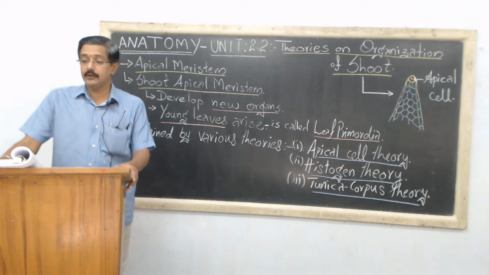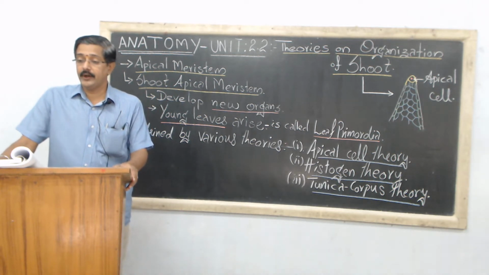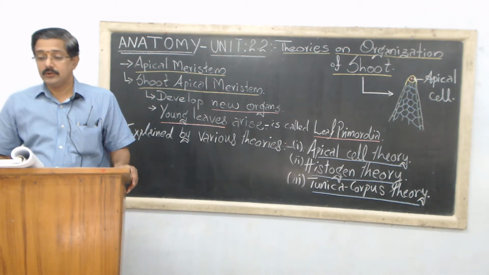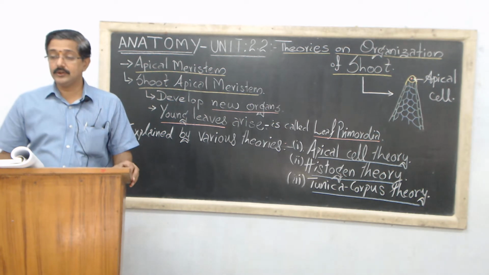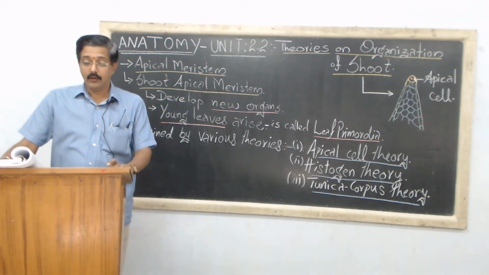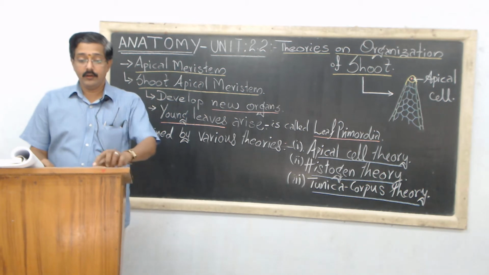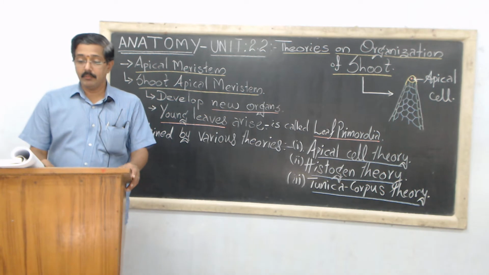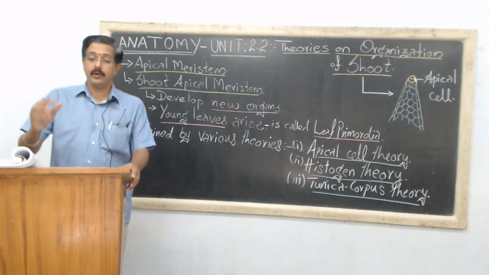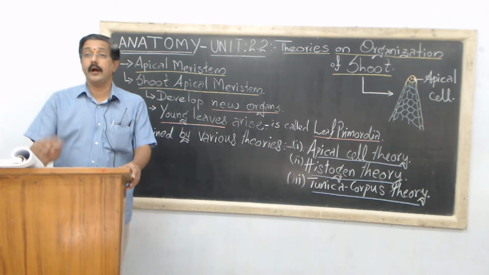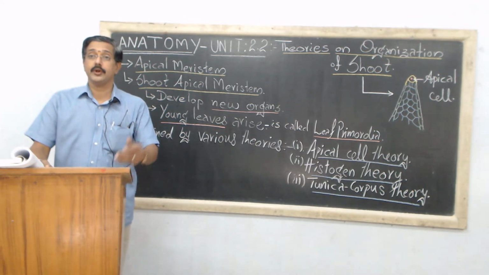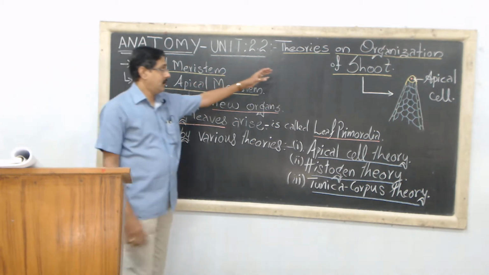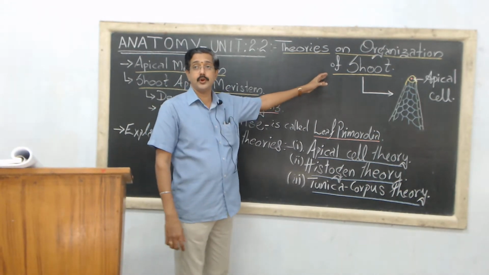So, in the previous unit, we studied about the organization of tissues, meristematic tissues, and their characteristic features, functions, and classification. In classification of meristem, we heard about apical meristem, intercalary meristem, and the lateral meristem, and also primary and secondary meristem. So here in this unit, it contains the theories on organization of shoot.